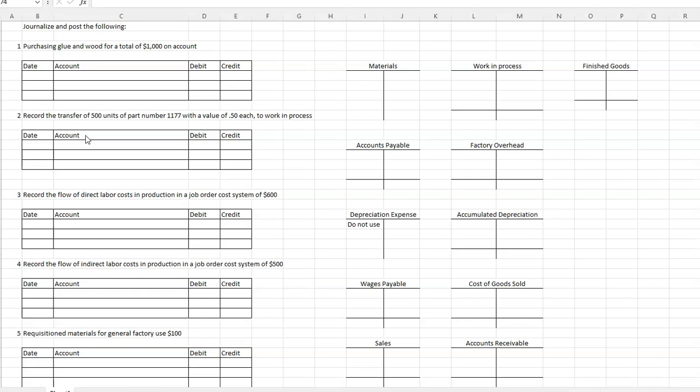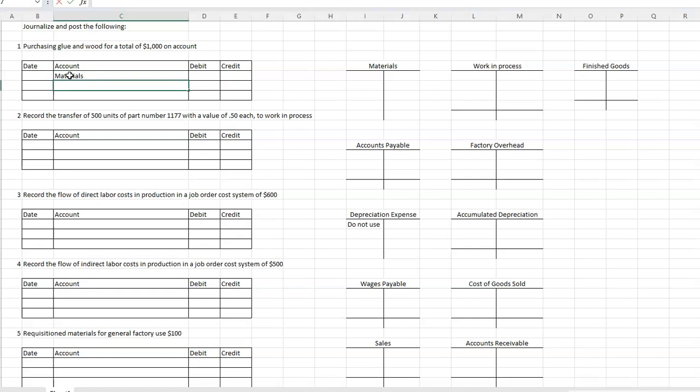So number 1 says, purchasing glue and wood for a total of $1,000 on account. So we know that glue can't be traced, so that's typically an indirect cost. And wood can typically be traced because it costs enough and it becomes an integral part of our product. So it is a direct cost. But when we're just purchasing it, we don't care. We're just going to put it all into materials. So we don't care if it's direct or indirect. We're just going to put both parts of that to materials.